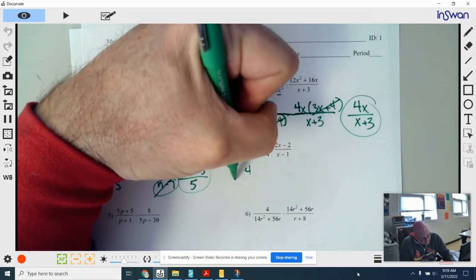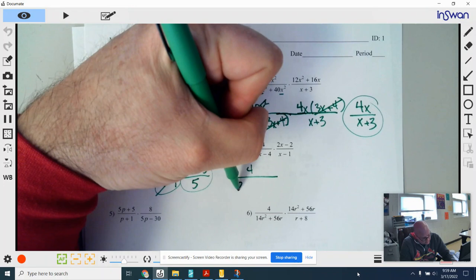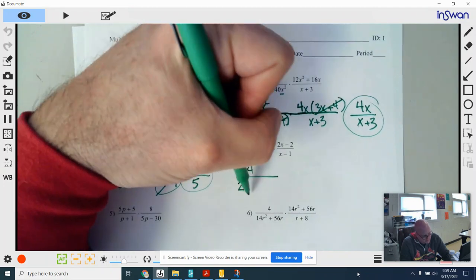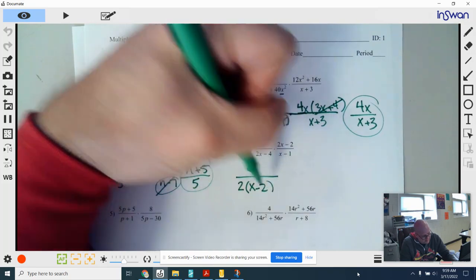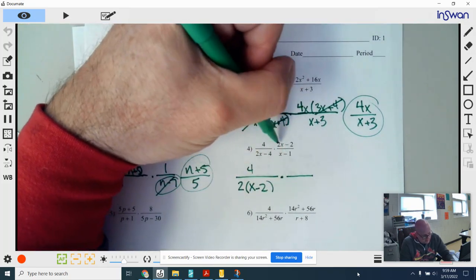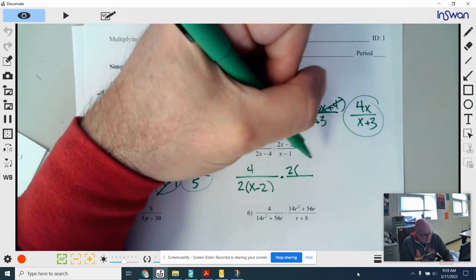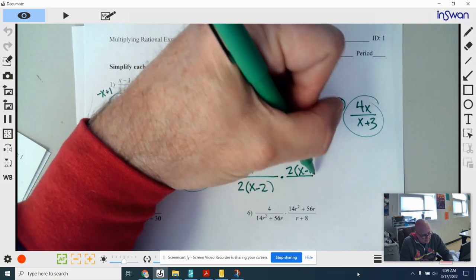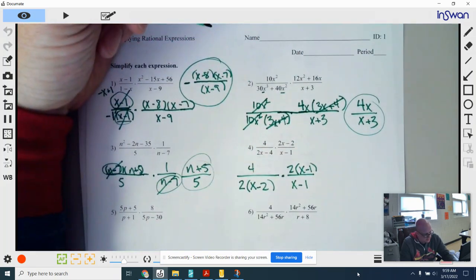Okay, number 4. Start off with my 4 up top. Look at the bottom, 2x minus 4. I'm like, well, 2 is my GCF. So if I put back what it takes to multiply to that, that'd be x minus 2. Okay, come over here. Again, look for my GCF. 2 again is my GCF. And what does it take to multiply to that? That's going to be an x minus 1. On the bottom, you had the original x minus 1.